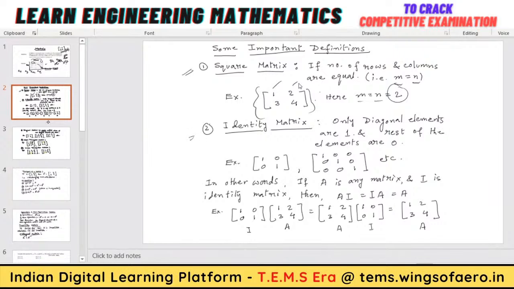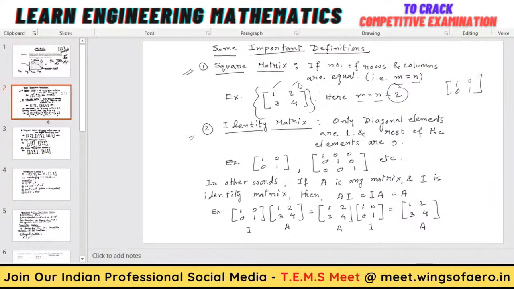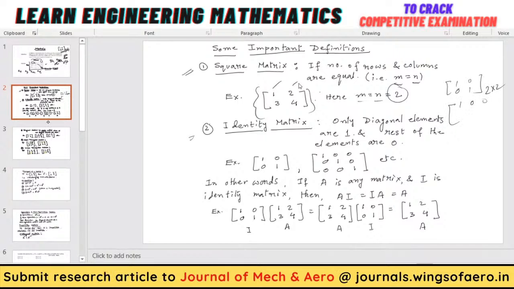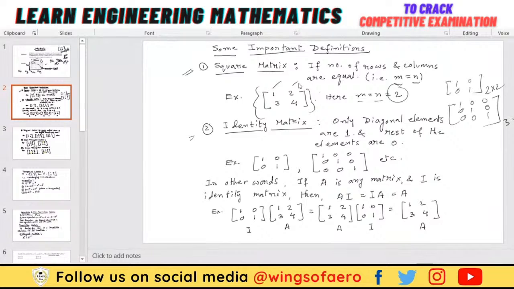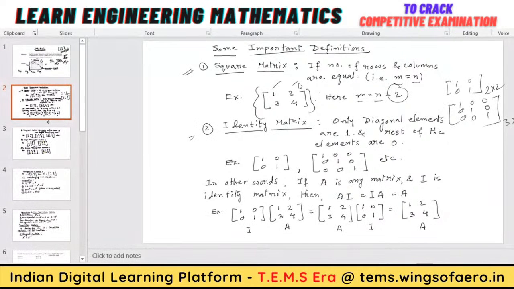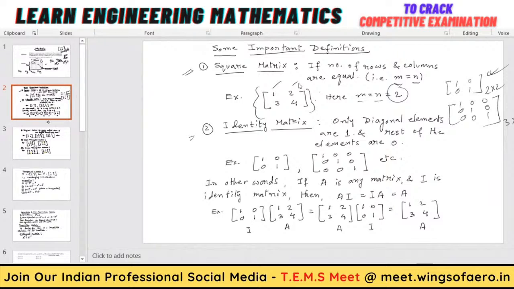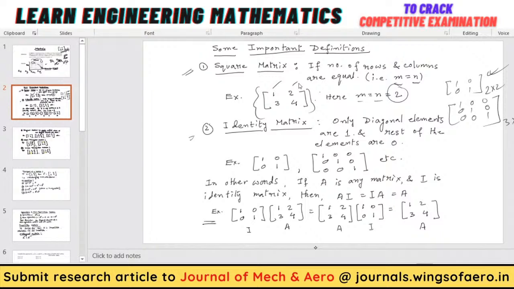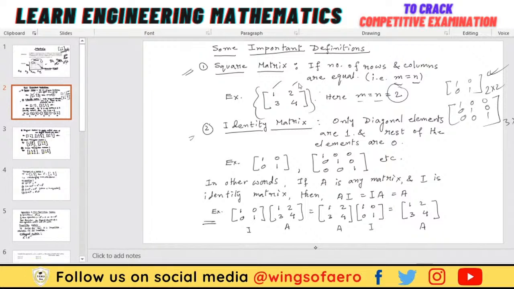Secondly, the identity matrix. And you know what an identity matrix is? It is simply 1, 0, 0, 1. This is called the 2 cross 2 identity matrix. If it is 3 cross 3, it is 1, 0, 0, 0, 1, 0, 0, 0, 1. It is the 3 cross 3 identity matrix. It is also defined such that if I multiply this identity matrix with any other matrix, then we get the same matrix back. This is the example: 1, 0, 0, 1 is multiplied by 1, 2, 3, 4.